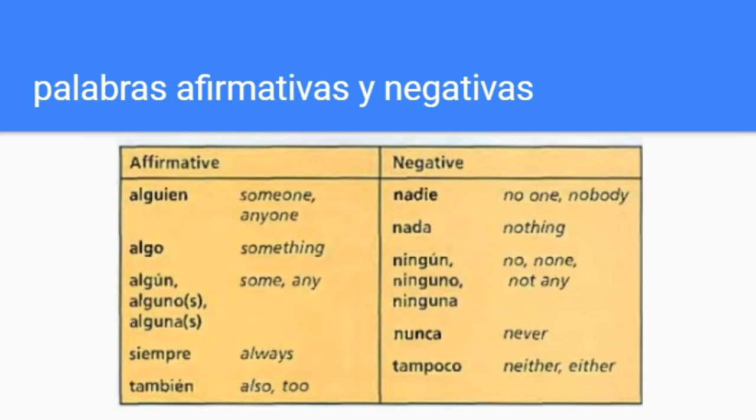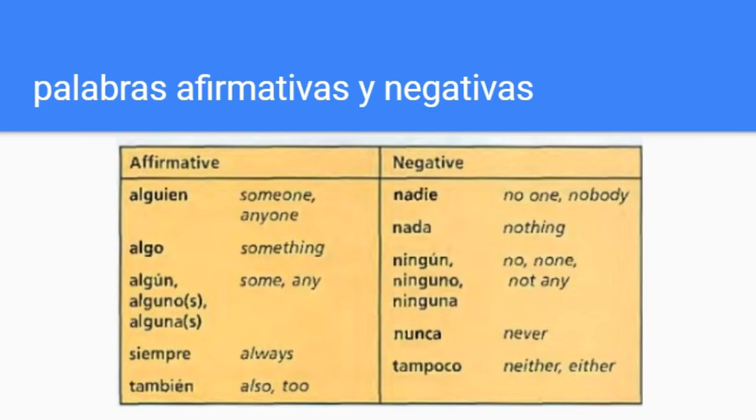Palabras afirmativas y negativas. The unit ends with general affirmative and negative words that you've seen throughout Spanish 1 and now starting with Spanish 2. So this is a little bit of a review. Alguien is someone or anyone. Hay alguien aquí is somebody here. Algo is something. Tengo algo, right?